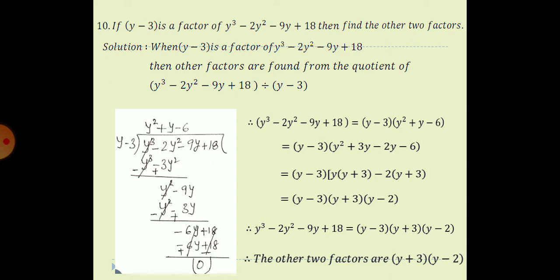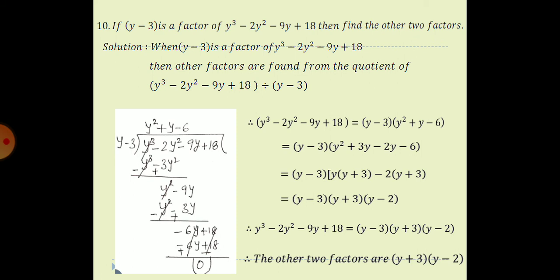So what we will do is, we know that y minus 3 is a factor. When y minus 3 divides y cube minus 2y square minus 9y plus 18. Children, in the textbook it is given as minus 18, but I have written it should be plus 18. So let us divide y cube minus 2y square minus 9y plus 18 by y minus 3.